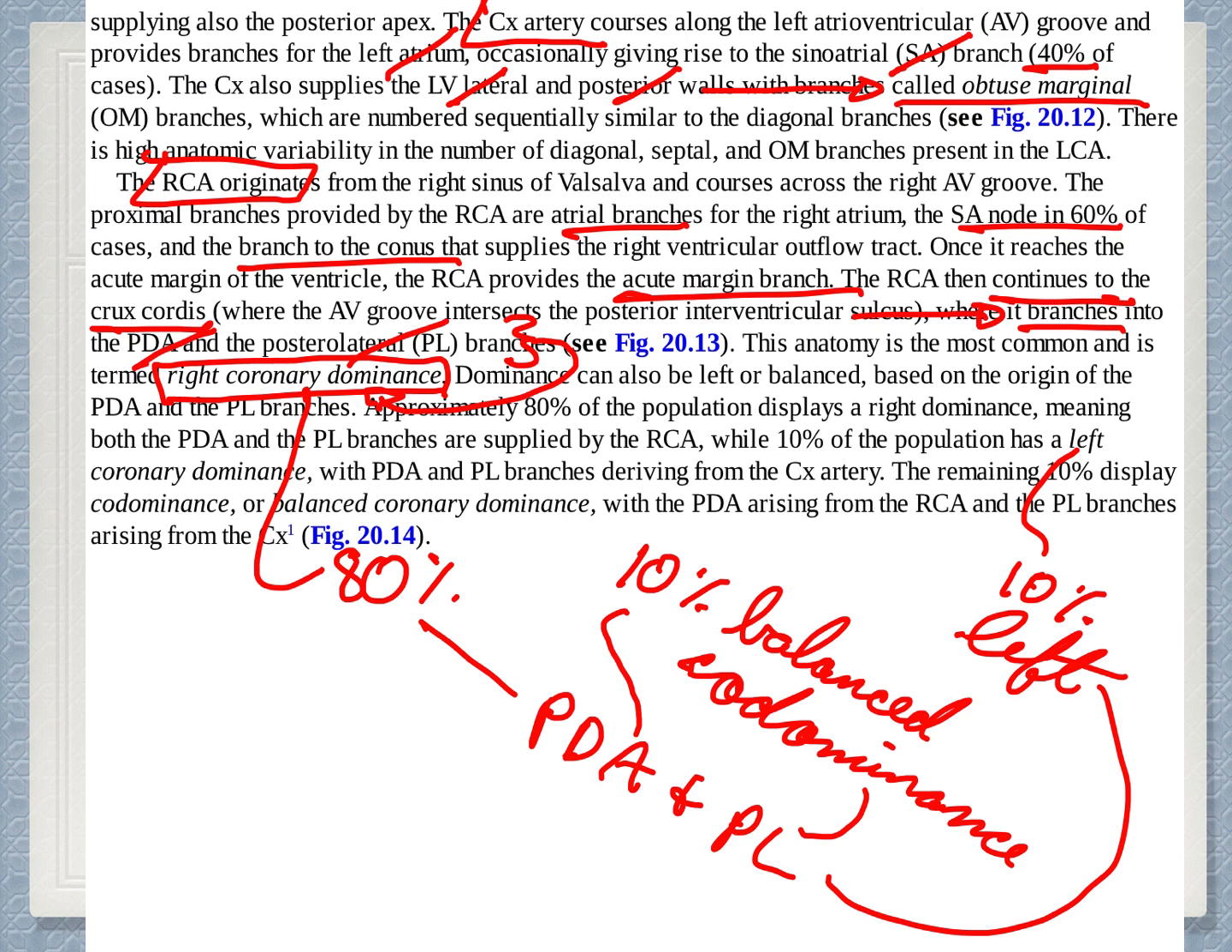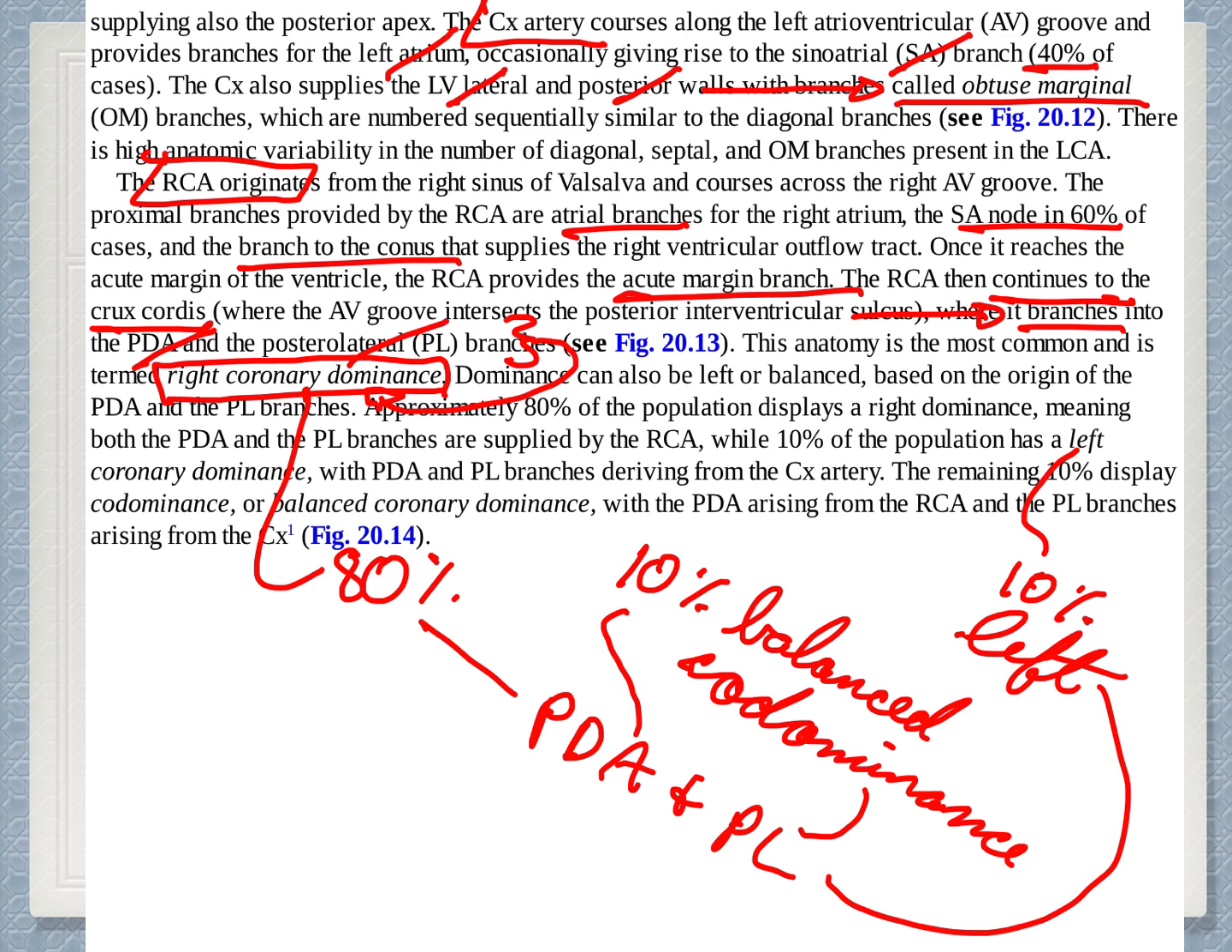They're called obtuse marginals due to the angle we have on that side of the heart. It's obtuse. It's not that acute. That's why it's called obtuse marginal, and it's marginal because it's in the margin.